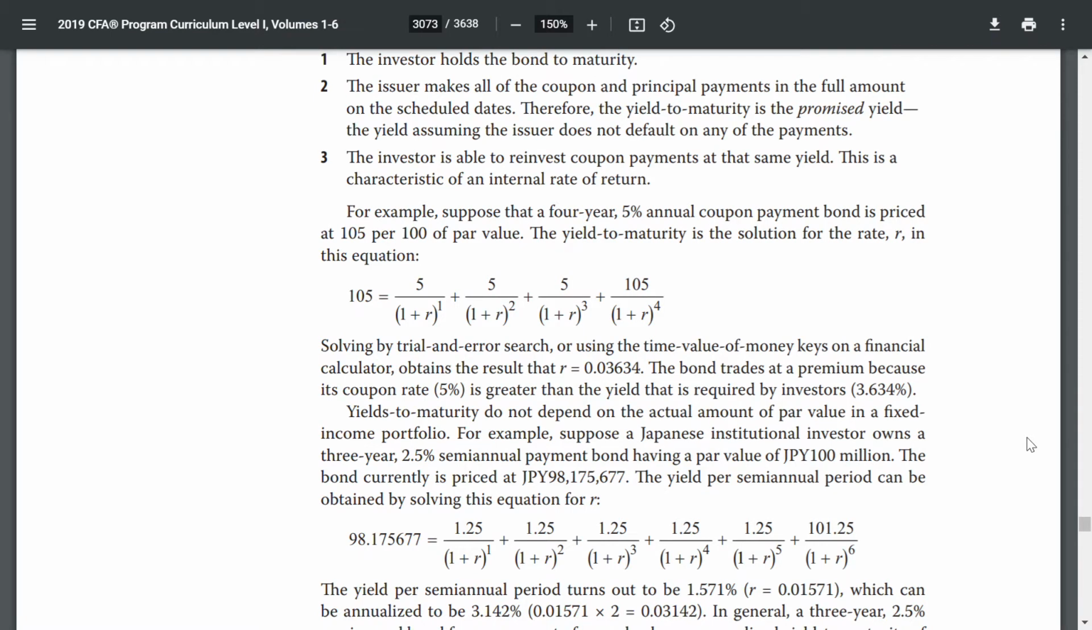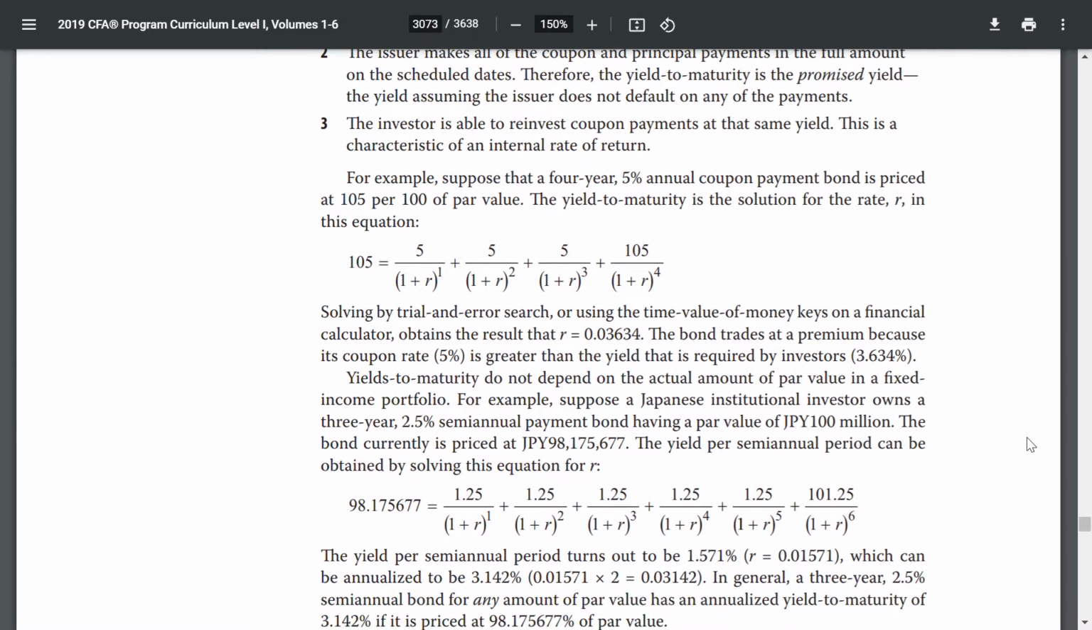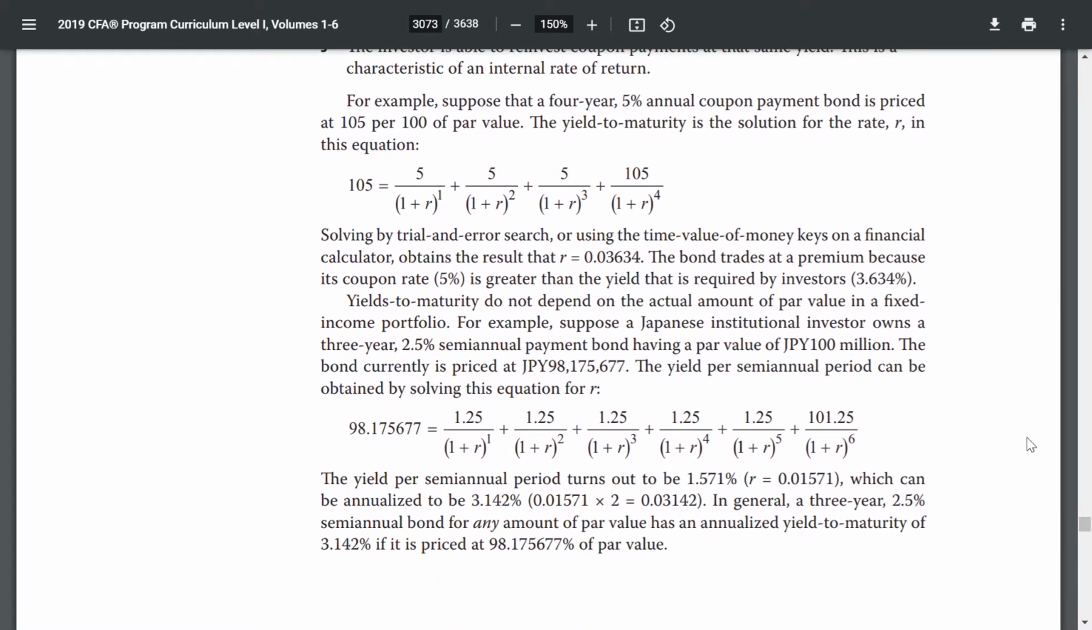For example, suppose that a 4-year 5% annual coupon payment bond is priced at 105 per 100 par value. The yield to maturity is the solution for the rate R in this equation. Solving by trial and error search or using the time value of money keys on a financial calculator obtains the result that R equals 0.03634. The bond trades at a premium because its coupon rate of 5% is greater than the yield required by investors.